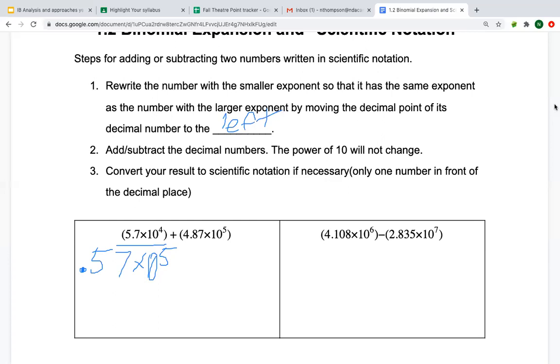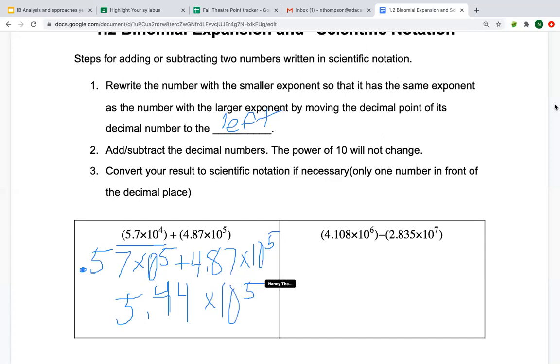So from there, our next step is to add or subtract our decimals. So now I'm just looking at my 4.87 and my 0.57, because those 10 to the fifths, you can almost think of them as, I guess, sort of like a variable almost. So really we're just adding those two things, which we would get 5.44 times 10 to the fifth. And that power stays the same.